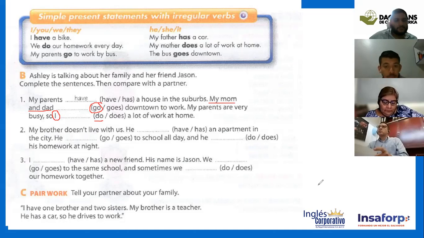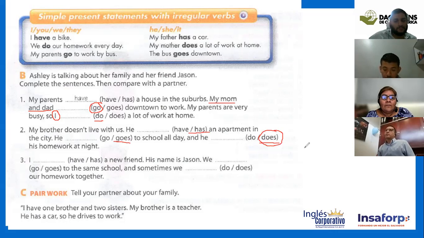Let's see, can you help me with the next one, Jorge, number two? My brother doesn't live with us. He has an apartment in the city. He goes to school all days and he does his homework. Very good, very good. Excellent, Jorge. Tenemos, como estamos hablando acerca de él, right? Vamos a utilizar el goes, vamos a utilizar el does, right? Does. Very good, Jorge, thank you.